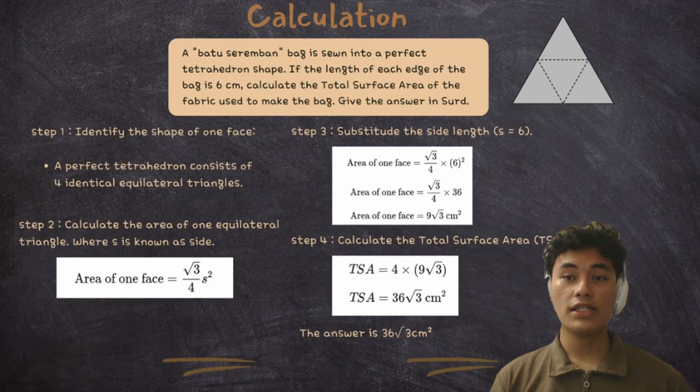A batu seremban bag is sewn into a perfect tetrahedron shape. If the length of each edge of the bag is 6 cm, calculate the total surface area of fabric used to make the bag. Give the answer in surd form.